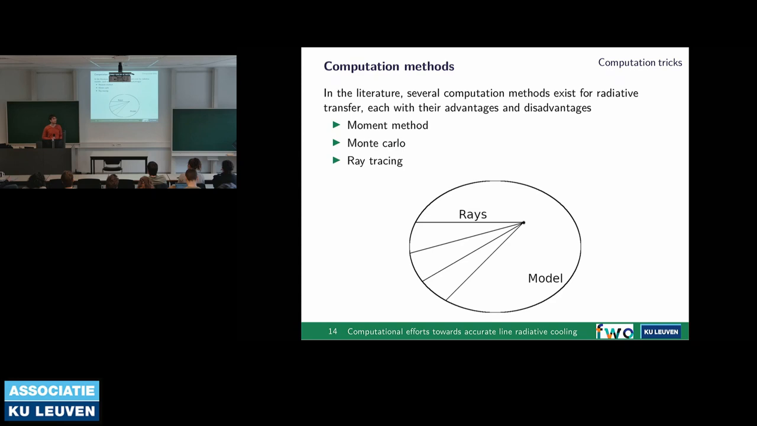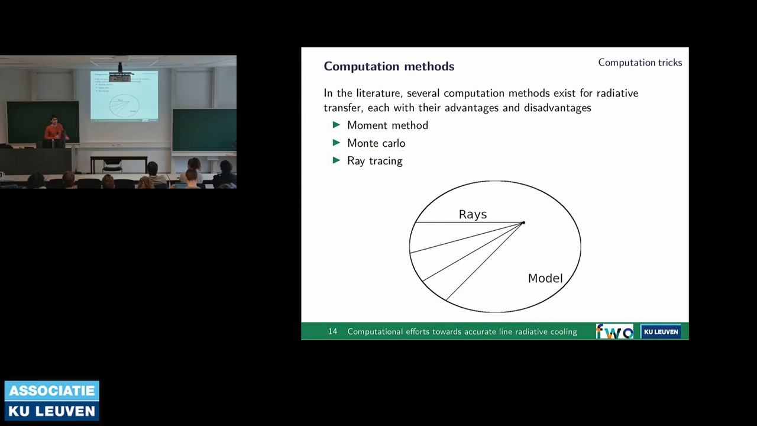In the literature, we know quite a few computation methods for radiative transfer, including the moment method. You take the radiative transfer equation, integrate it over the entire solid angle, and you get the zero moment. You do the same, but multiply the radiative transfer equation with the direction vector, and you get the first moment, and so on, until you say, enough is enough, I need a closure relation. And you just apply a closure relation. The advantage is that it's quite fast to compute.